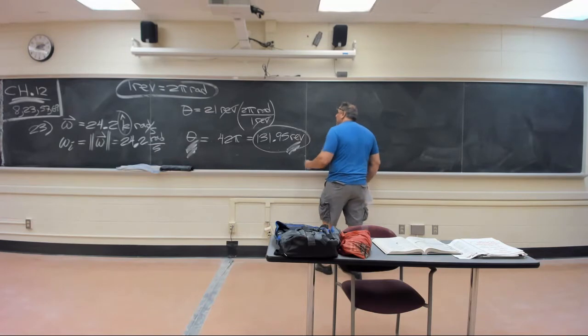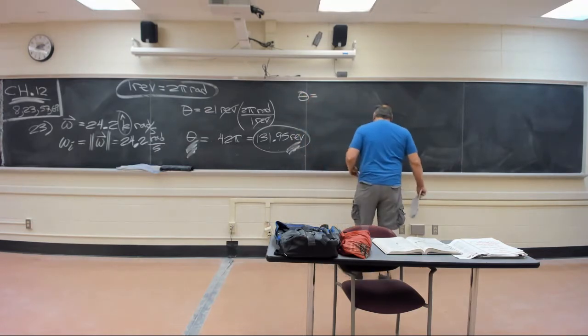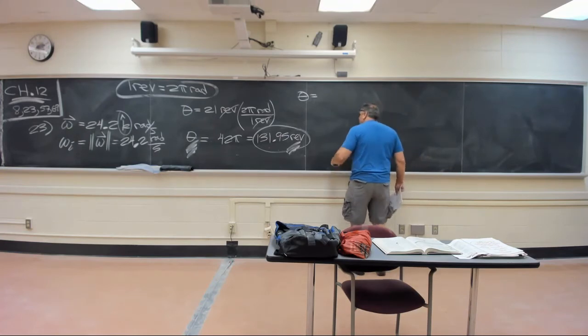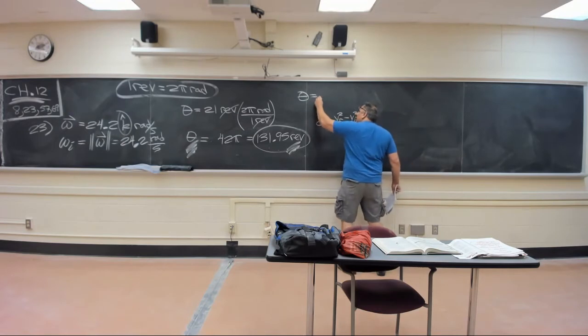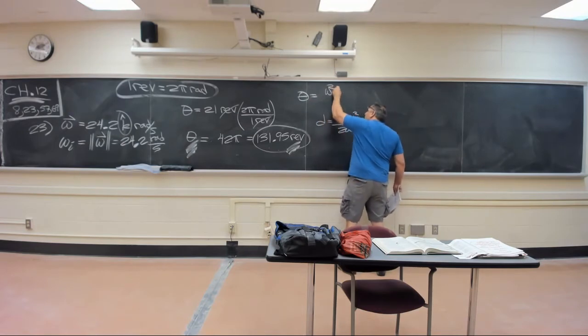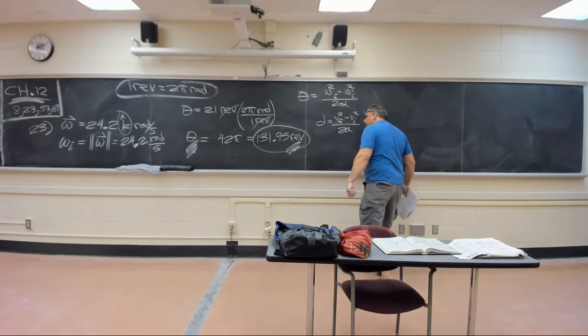There's a number of ways you can do this. Let's just make the long story short. D equals VF squared minus VI squared over 2A. Sound familiar? Yeah, you can do the same thing here. You're going to say omega F squared minus omega I squared over 2 alpha. That's what I was talking about, the similarities there.